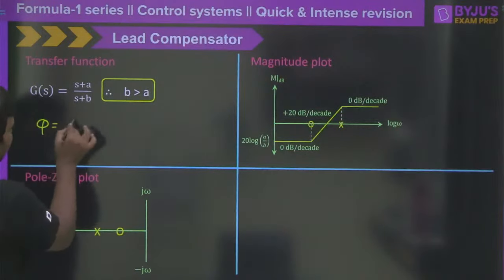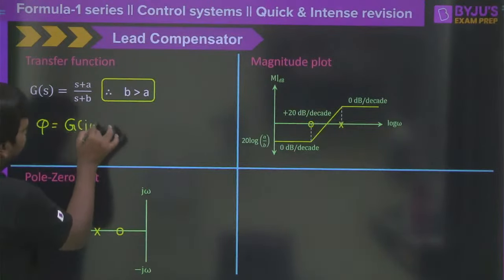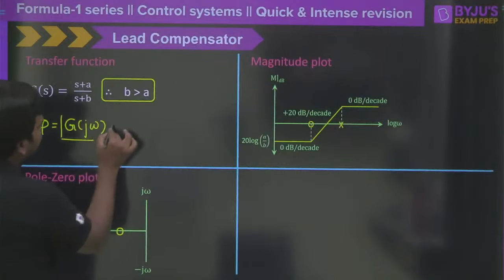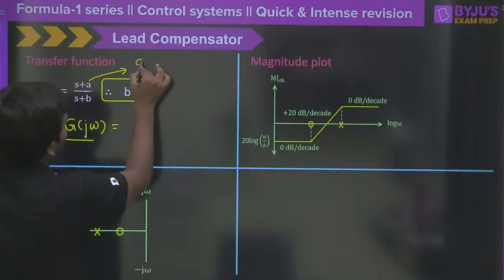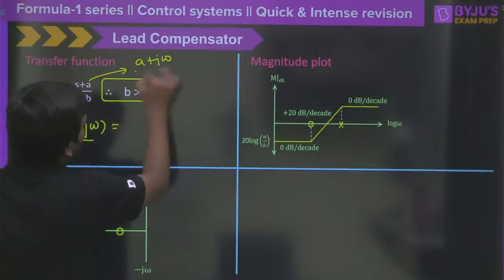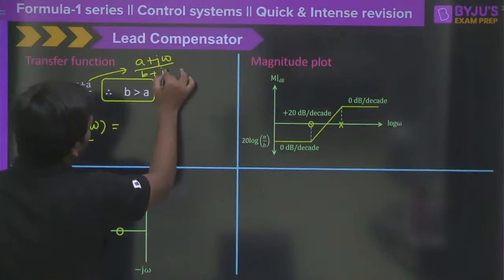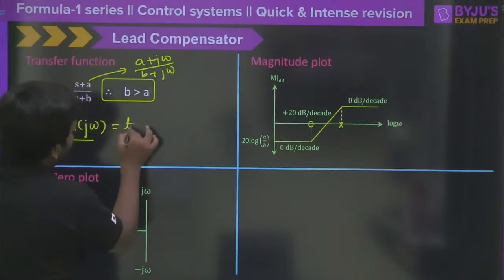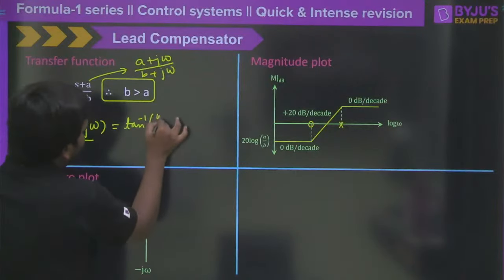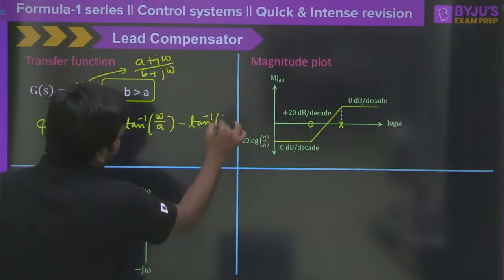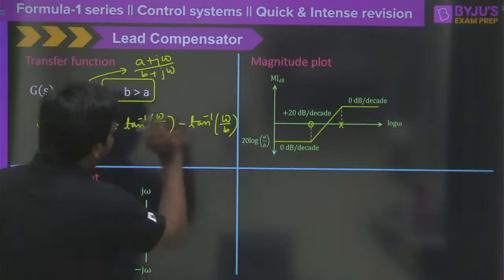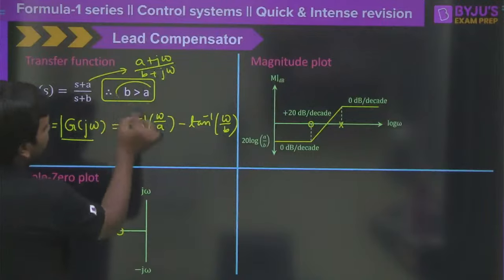Simple way. The phase of this system could be written as, right? So the phase of this system, replacing s with j omega, becomes (A + j omega) divided by (B + j omega), isn't it? So then it becomes tan inverse of omega by A minus tan inverse of omega by B here. Correct or not? Simple. So B must be greater than A.